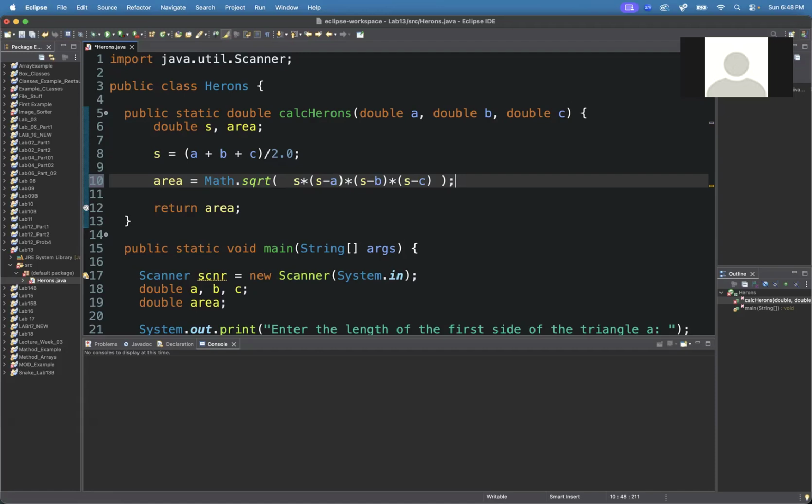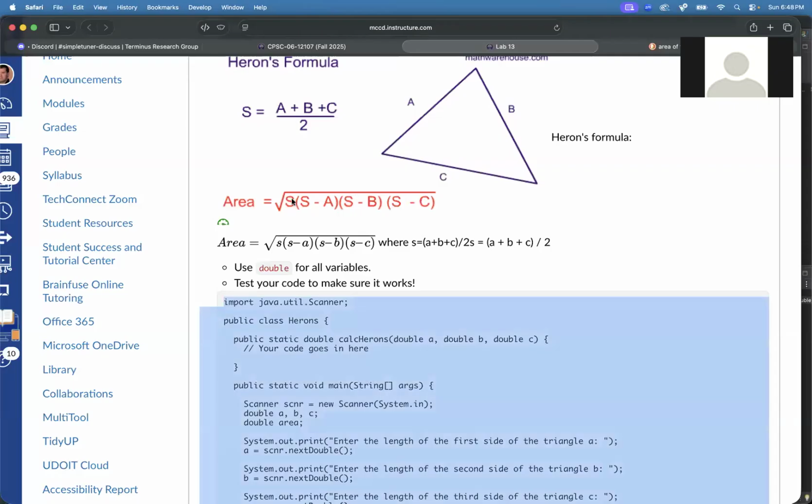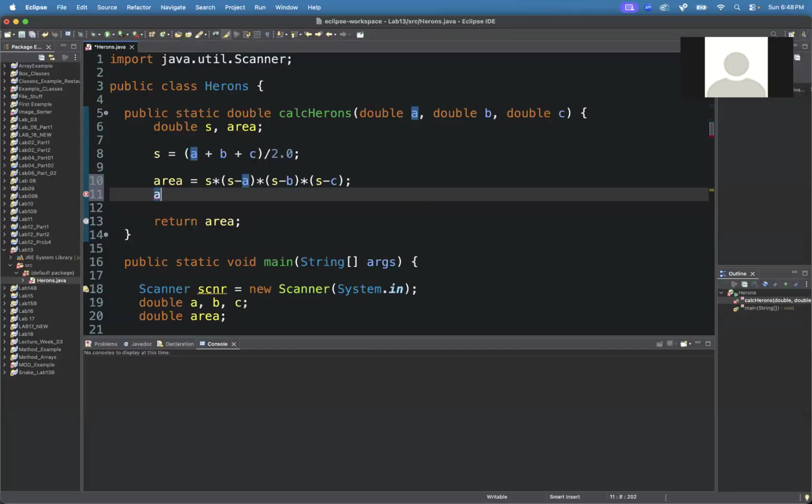Now, sometimes what some people would do here is, if the line is a little complicated, has too much math in it, then sometimes what people will do is they will calculate something like this, S minus A, S minus B, S minus C, and then that's the inside of the square root, and then do the square root afterwards by doing something like area equals Math.sqrt(area).